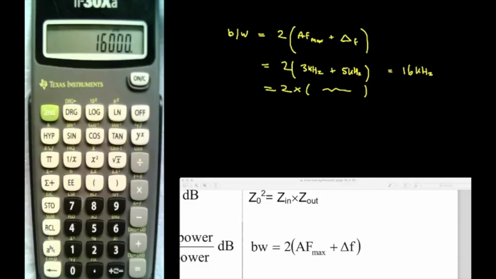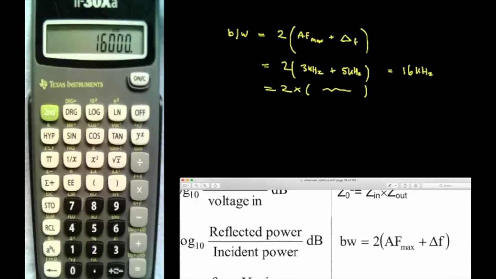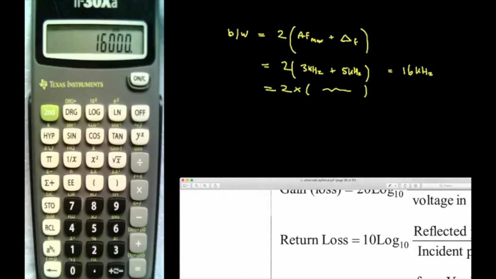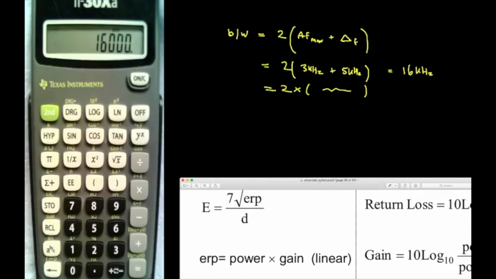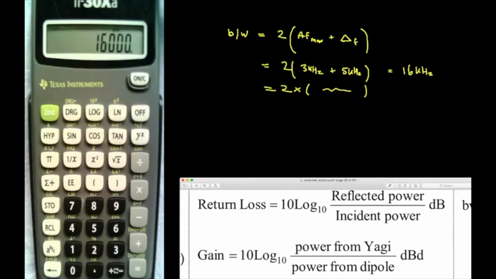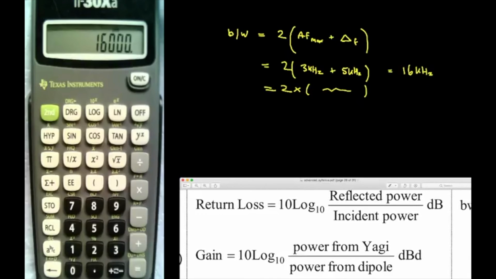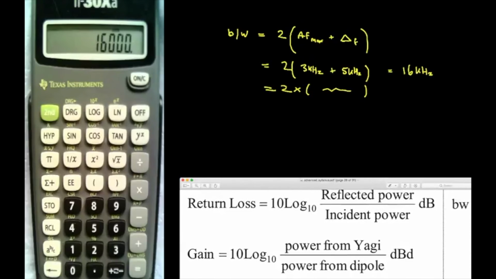Right. Let's have a look at the next one. This one here, ERP equals power times gain, linear. We've worked through an example of that. I think you know what that's talking about now. This is an example of expressing the gain with relation to a dipole, and therefore you've got dBd.